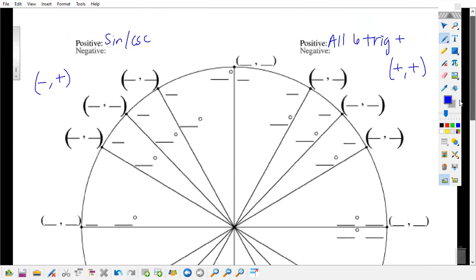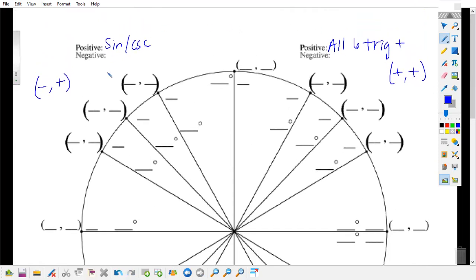Is this how our test is going to be? Like we have to write that as well? No, this is just to help you remember.